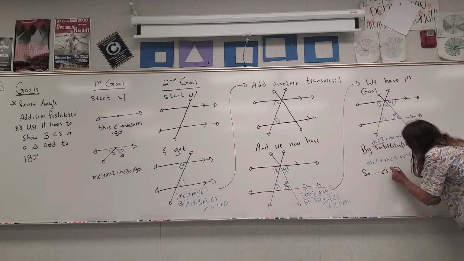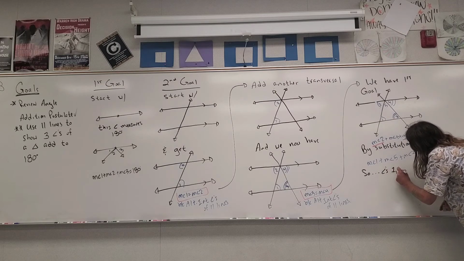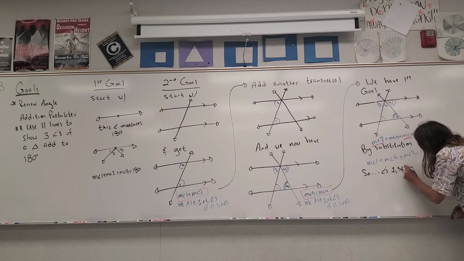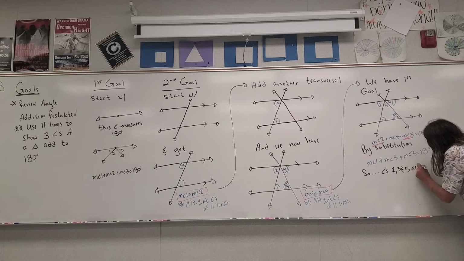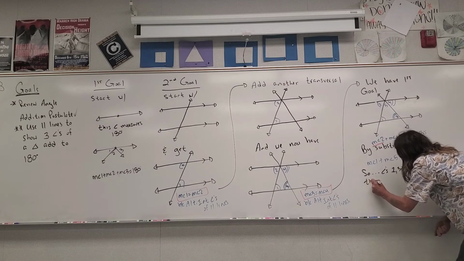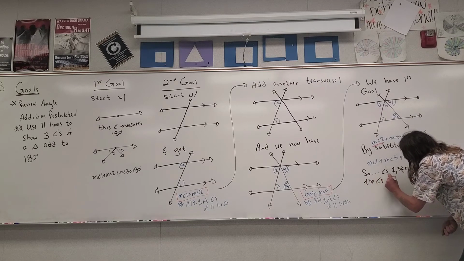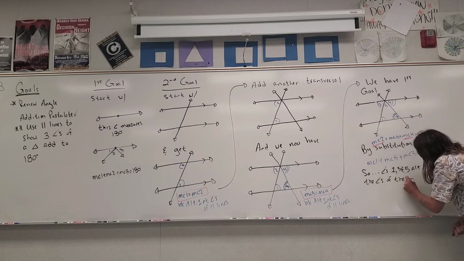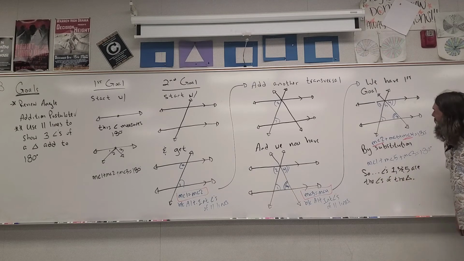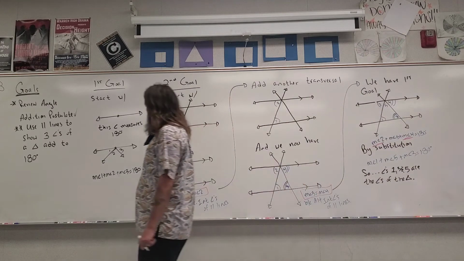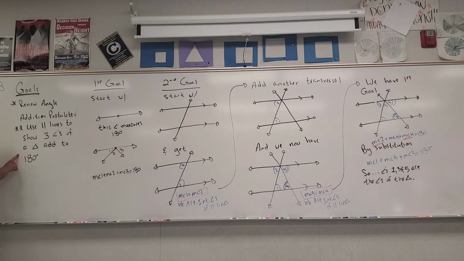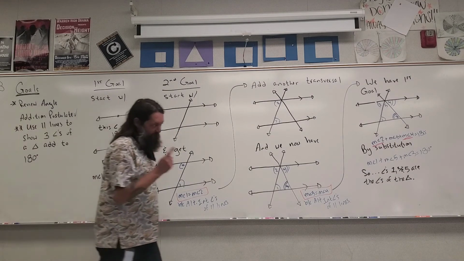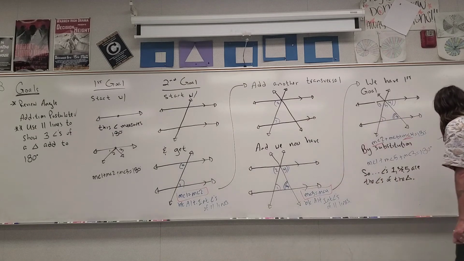So angles 1, 3, and 5 are the angles of the triangle. And I've just shown that the three angles of a triangle add to 180 degrees. This shows the three angles of a triangle add to 180 degrees.